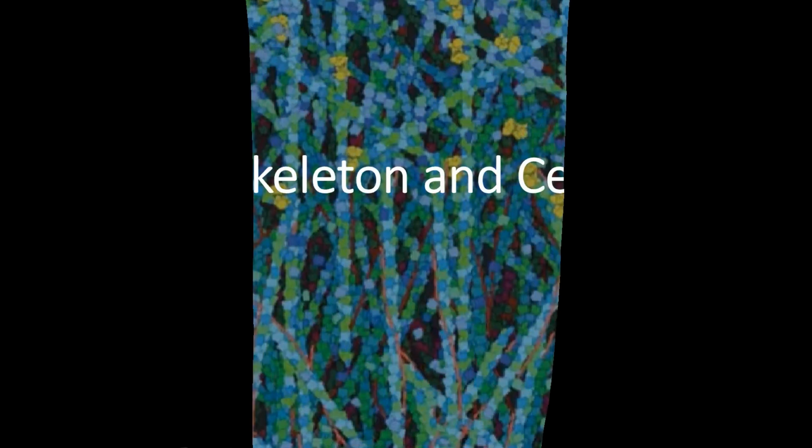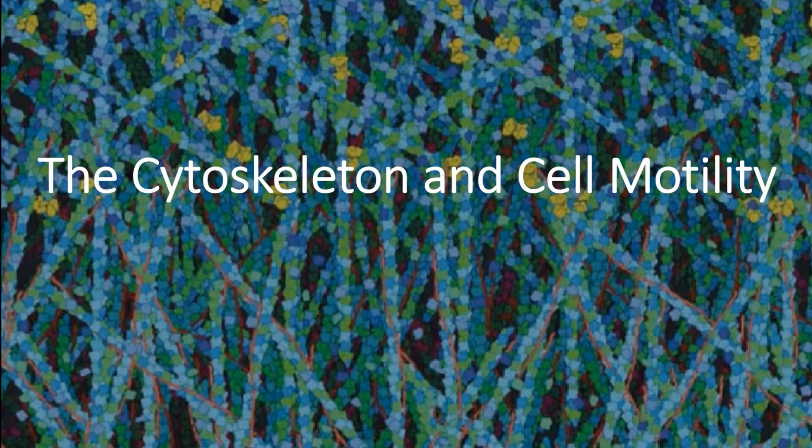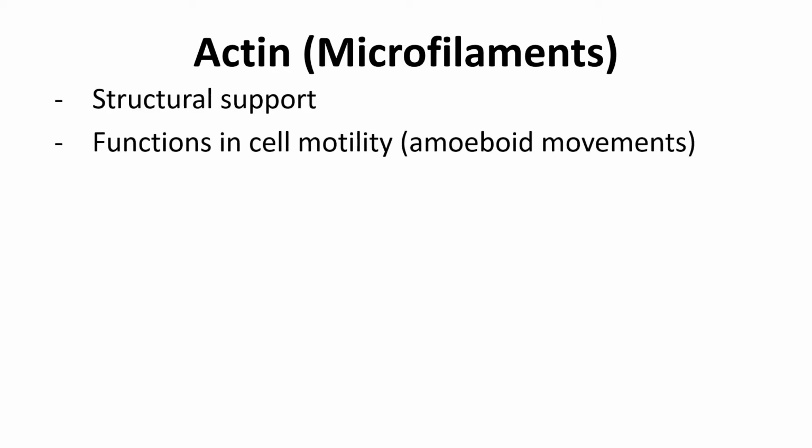In this video, I will discuss the last of the three main components of the cytoskeleton, the actin filaments. The actin filaments are also known as the microfilaments because they have the least diameter among the three, even smaller than the intermediate filaments.